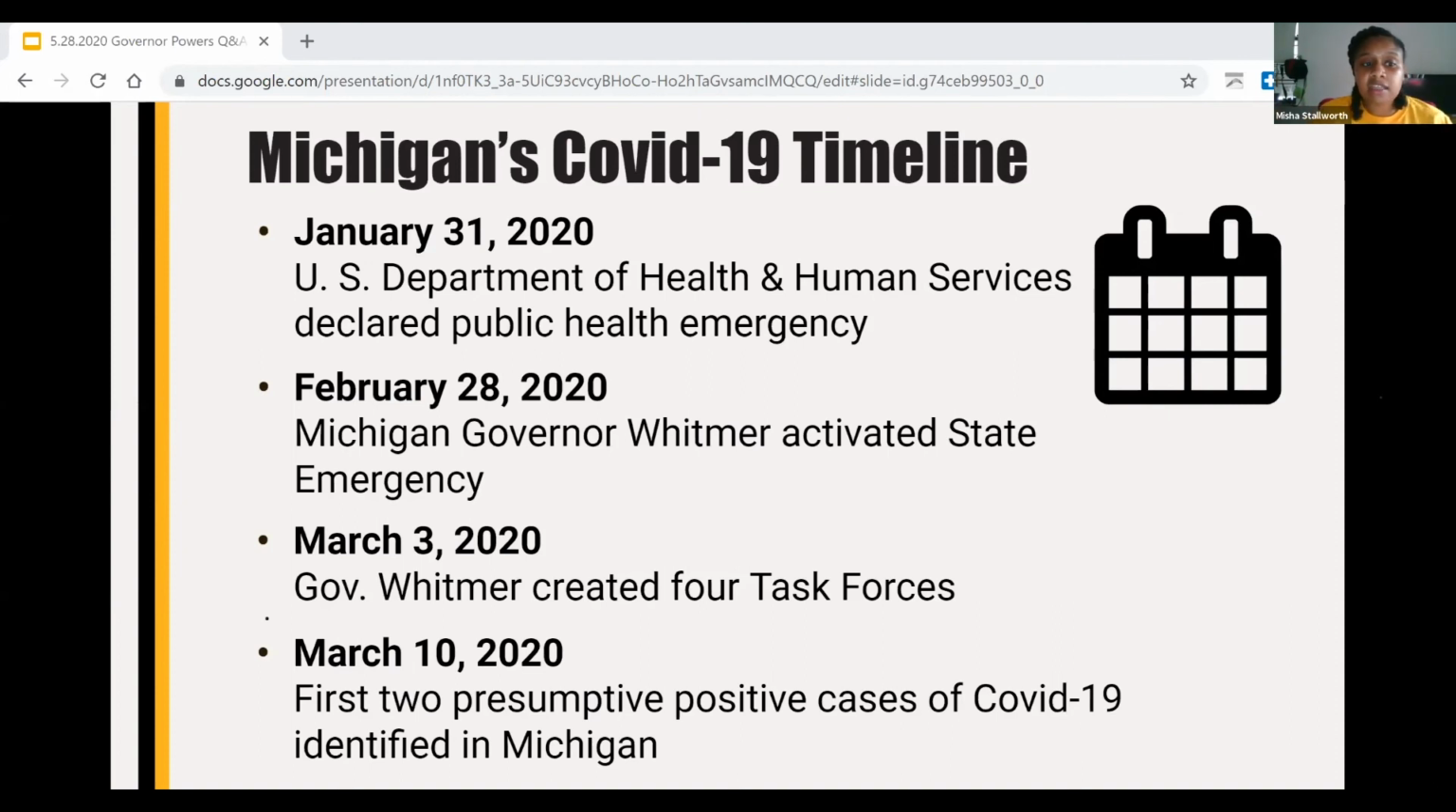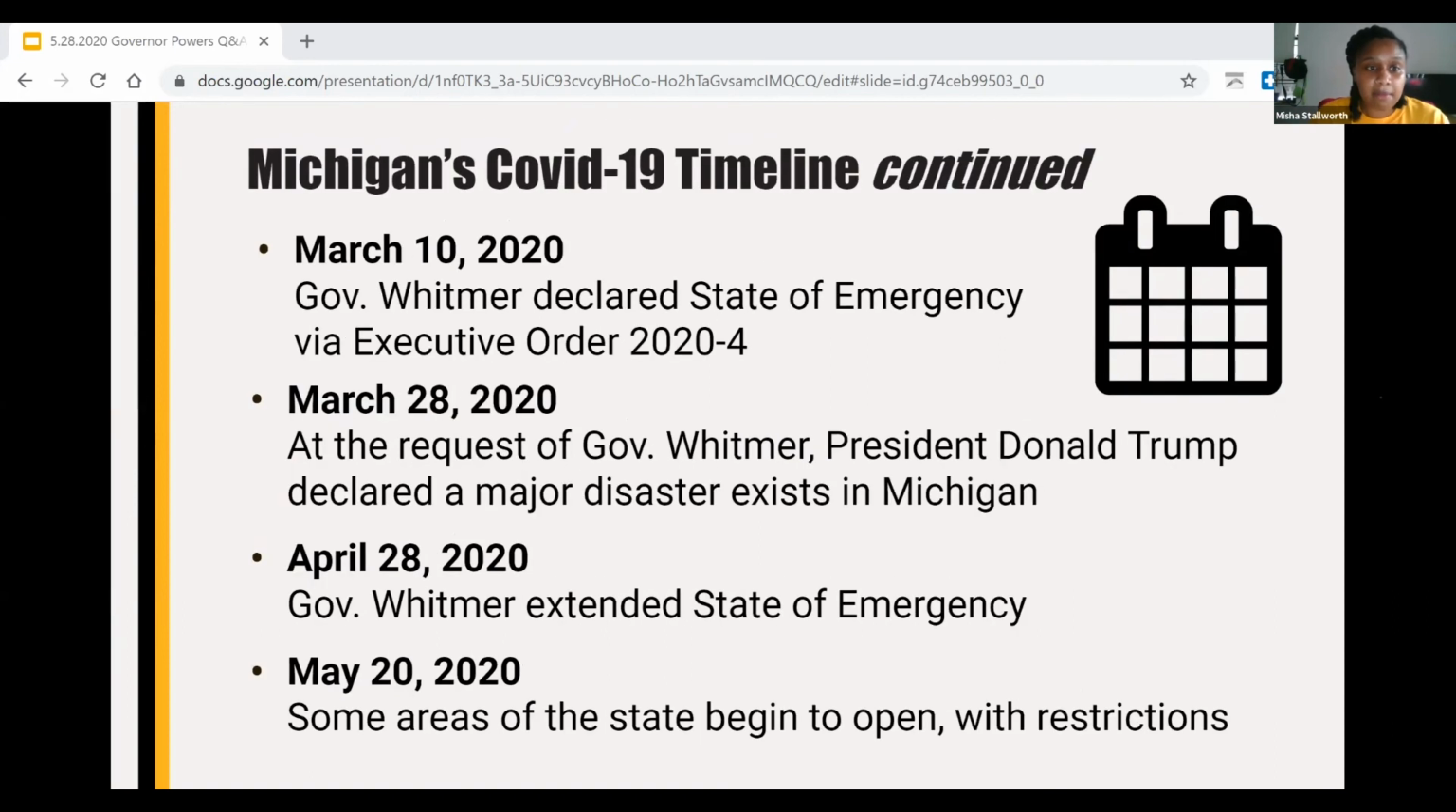March 10th, 2020, the first two presumptive positive cases of COVID-19 are identified in Michigan. That same day, Governor Whitmer declares a state of emergency via Executive Order 2020-4. When you are looking at executive orders, you're looking at the year they were implemented and then the number, so this was the fourth executive order of 2020. March 28th, 2020, at the request of Governor Whitmer, President Donald Trump declares a major disaster exists in Michigan. Again, these are declarations that come with legal implications, and that also have implications for how power can be used.